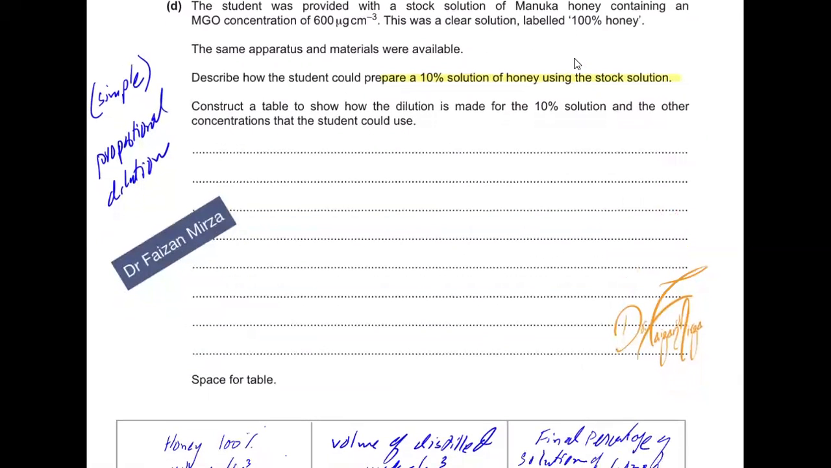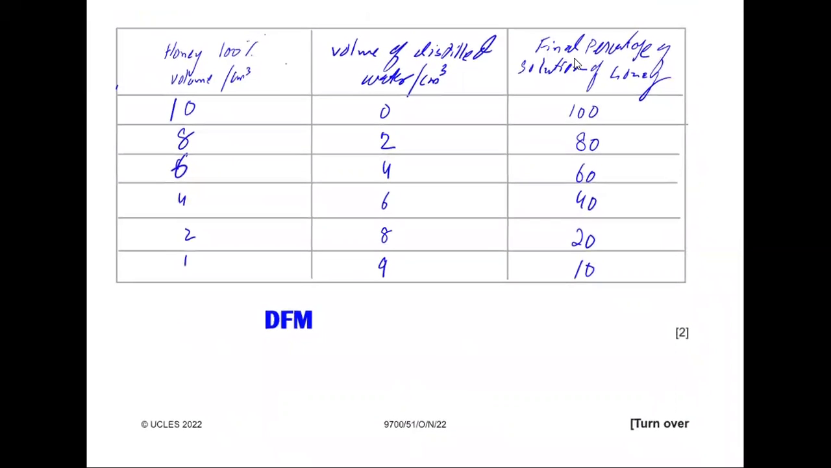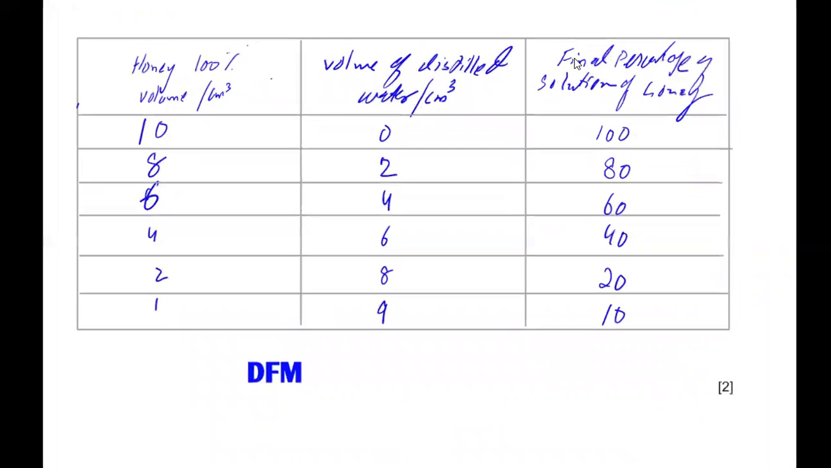The same apparatus material was available. Describe how the student could prepare a 10% solution of honey using the stock solution. So the stock solution is 100%. You have to dilute it to 10%. You have to construct a table and give a description here as well. So you will carry out proportional dilution here. So how is proportional dilution carried out?